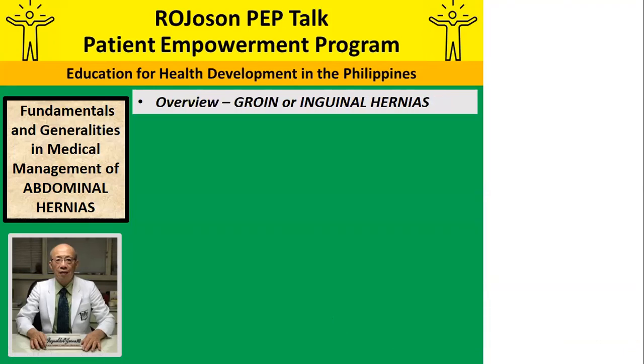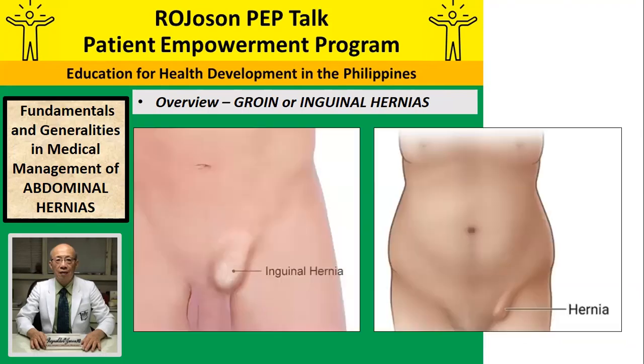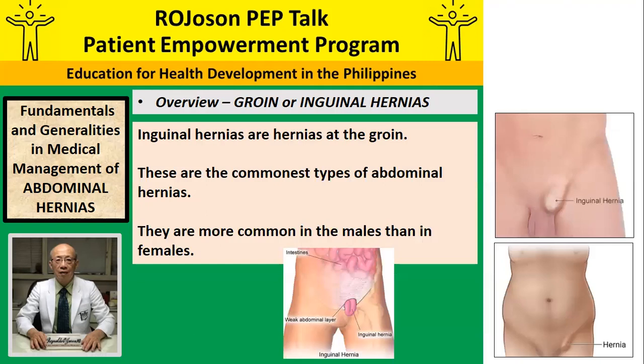So let's now go to groin or inguinal hernias. As I said, these are very common. So seeing it, these are inguinal hernias, that's a cue. Inguinal hernias are hernias at the groin. These are the commonest type of abdominal hernias, external abdominal hernias. This is the most common. They are more common in males than in females.